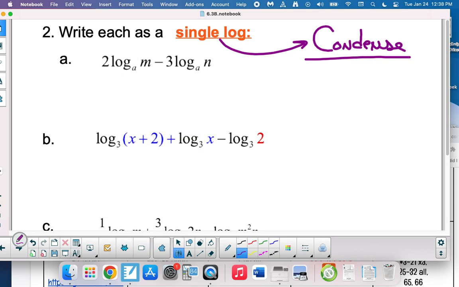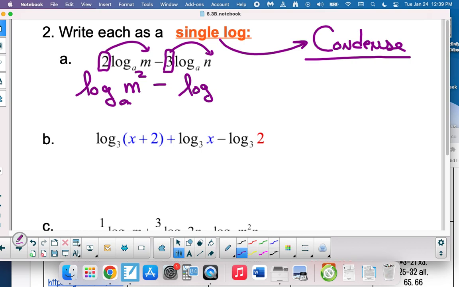Log base A. One second, I have to ask you this. Whenever you see these numbers, these are called what? Coefficients. Well, kind of yes, but they are the number times log. Those are exponents. Where do they belong? On top of the number you're taking the log of, right? So we have to say this is the same as log base A of m squared minus log base A of n cubed.